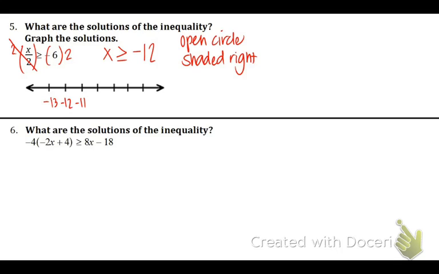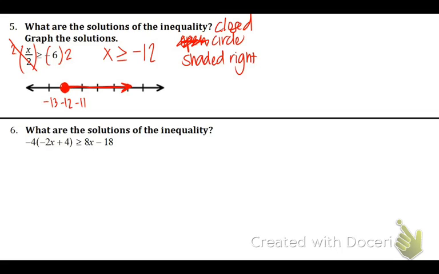Closed. I'm sorry, I said open. I mean closed. Closed circle on the -12. Hopefully you guys caught that. Closed circle and shaded to the right. Okay, and that is it for number 5. So let's move on to number 6.